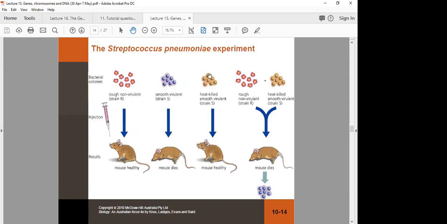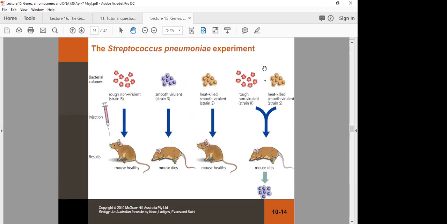Then they took the virulent cells and they heat killed them. Essentially, if you heat up bacteria to a certain temperature, you will kill the cells. The cells will basically break open, that is, they're said to lyse, and they can no longer express that virulence that causes disease. So when they injected the heat-killed virulent cells into mice, the mice remained healthy.